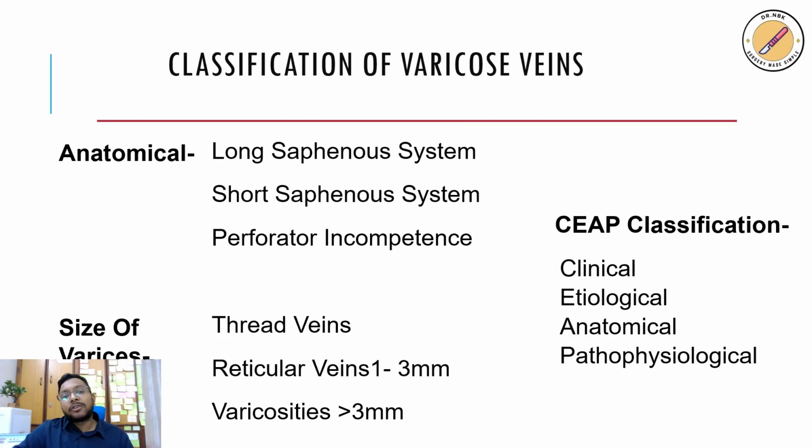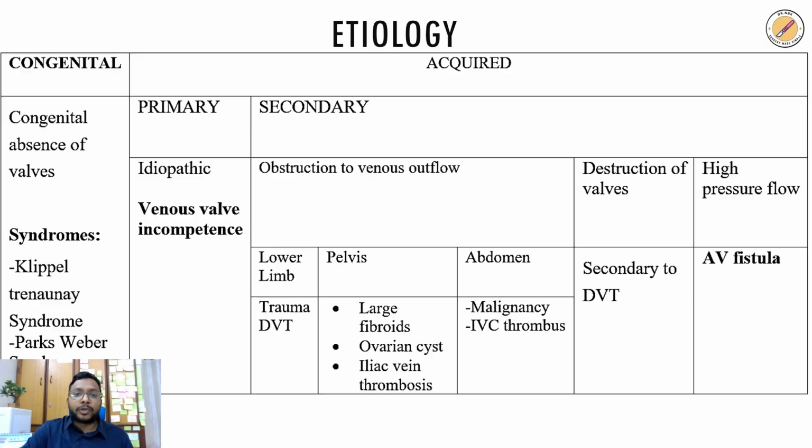So now the classification of varicose veins. Before we go there, we need to have a broad overview about the anatomy of the lower limb venous system that we have already covered in the previous video. So the long saphenous vein, short saphenous vein, and perforator incompetence are the main things which can lead to varicose veins. And as we have already discussed, 1 to 3 mm are called reticular veins, whereas more than 3 mm are called varicose veins, and thread veins or telangiectasia are less than 1 mm. Right? Next, we will see the CEAP classification after we understand the pathophysiology of varicose veins.